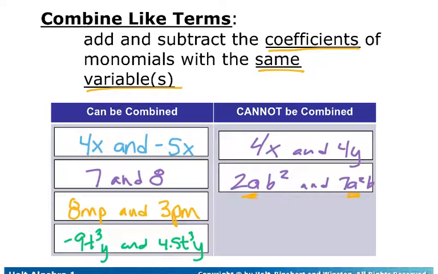And then just to be clear, even though the variable is the same, if the power is different, then we can't combine those either. So for instance, another example could be 4x and 4x squared. That can't be combined to be x cubed or anything like that.